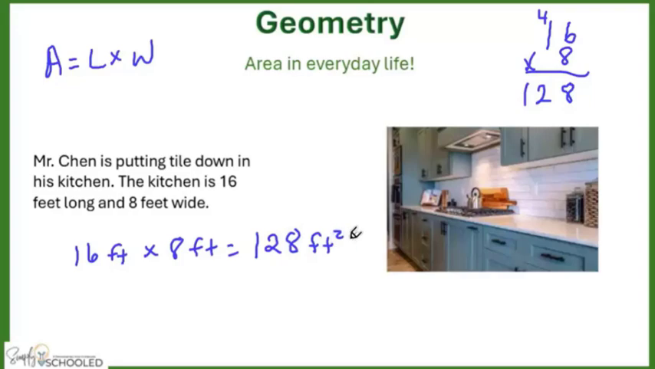Now, Mr. Chin can go to his local hardware store, Lowe's or whatever local store he's getting his tile from, and he can tell the salesperson he needs 128 square feet of tile to be able to tile his kitchen. Again, area is length times width.